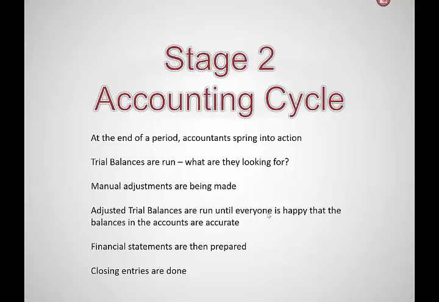The second part of this cycle is what happens at period end. So at period end, accountants spring into action because they are now trying to close the books. And one of the things that they do is they will run a trial balance. This is a list of all the accounts in the chart of accounts, and it has the balances that are calculated on those accounts.